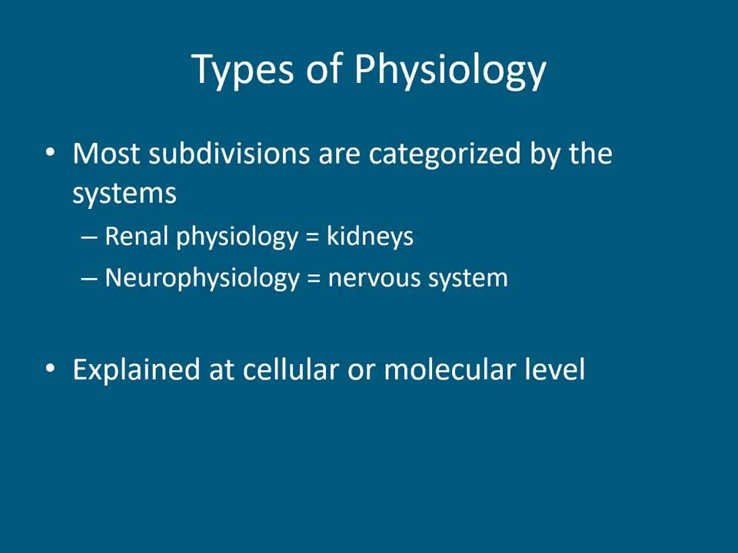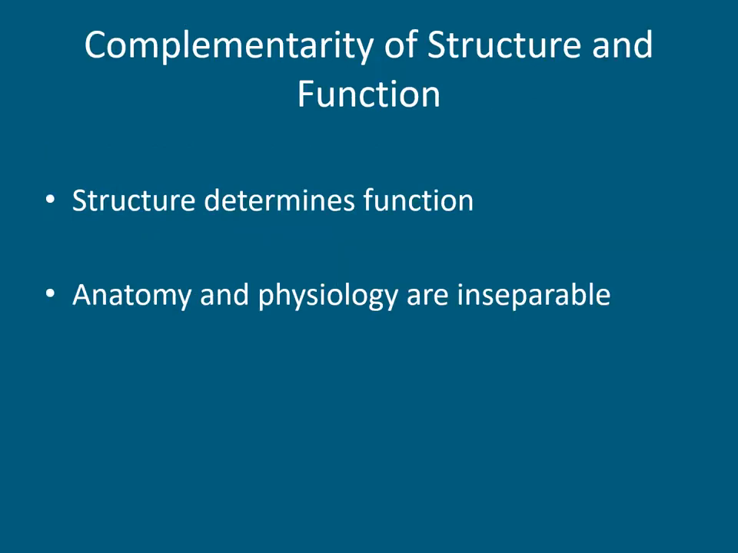You can also look at different types of physiology. Usually those will be subdivided by the system that's involved, such as renal physiology is dealing with the kidneys, neurophysiology is dealing with the nervous system. You can also go more detailed and study physiology at the cellular level or even at the molecular level. So as I said, structure determines function, so you really cannot study one without the other. You cannot study physiology without understanding what's the normal anatomy.